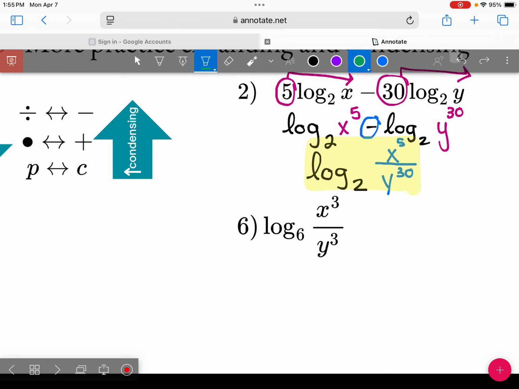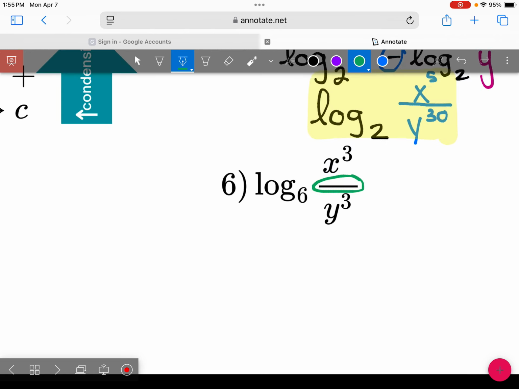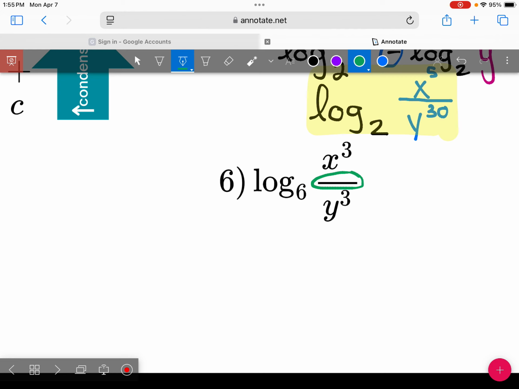We have a division here. When we got this fraction, that means division. So our division needs to turn into subtraction. Whenever I do that, now since we're expanding, I'm going to get new logs. We're getting more logs here. So we're going to have our log base 6 of x cubed minus our log base 6 of y cubed.